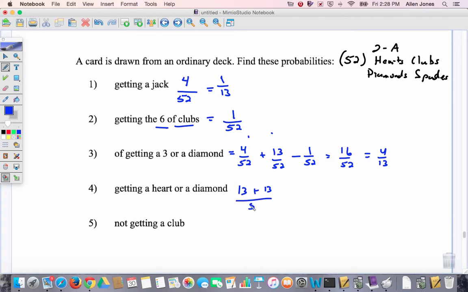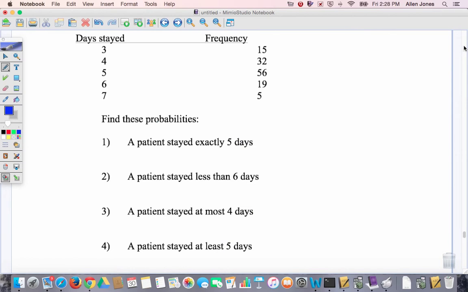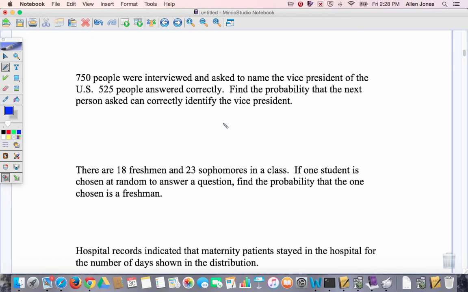Okay, number 4, getting a heart or a diamond. There are 13 hearts. There are 13 diamonds. There's no overlap in those. So we have a total of 26 out of 52, or 1/2. And the probability of not getting a club: of the cards in a deck of cards, 13 are clubs, so 39 are not clubs. So 39 out of 52, or 3/4. Now, just as a side note, this kind of notation, not getting a club, is what's typically used with the idea of odds, but odds is something we'll talk about a little bit later on.